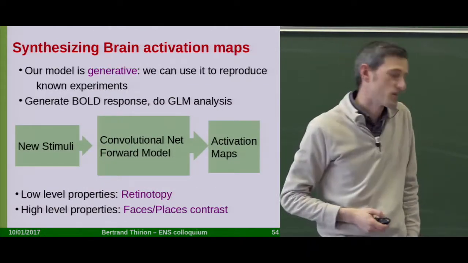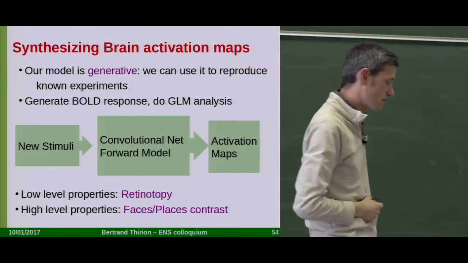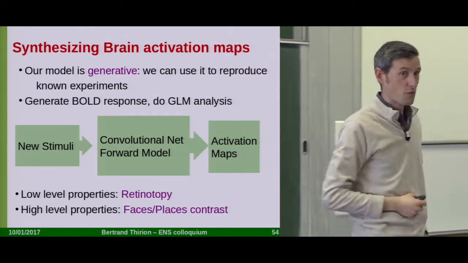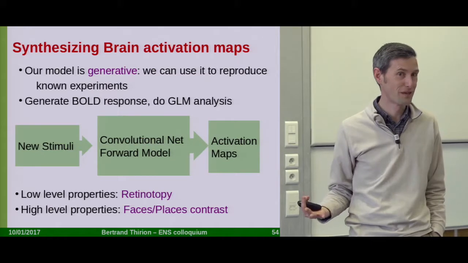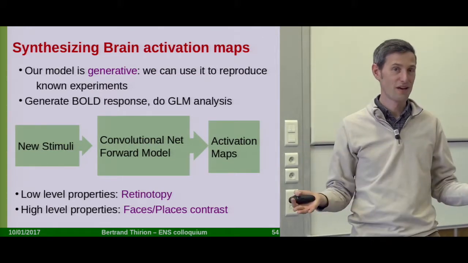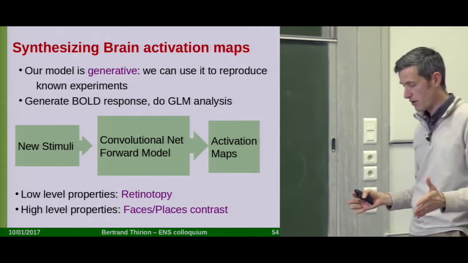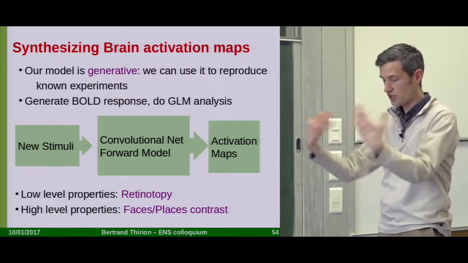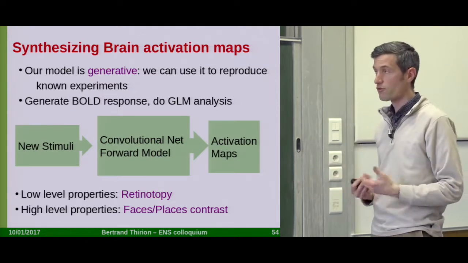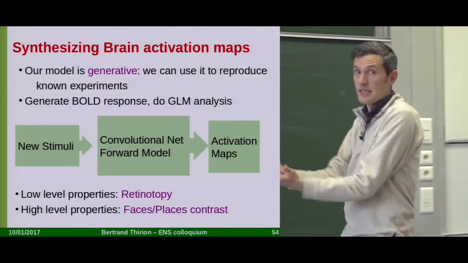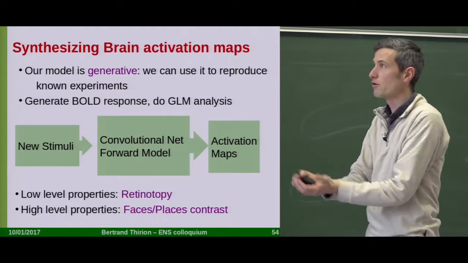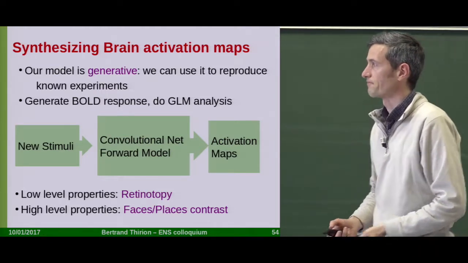Okay, now the last thing is that with this deep network, we actually have a generative model of brain activity, because now assume any stimulus, you could look at the coefficients, the representation of this image through the convolutional network, and then predict the activity map that will follow from this stimulus.